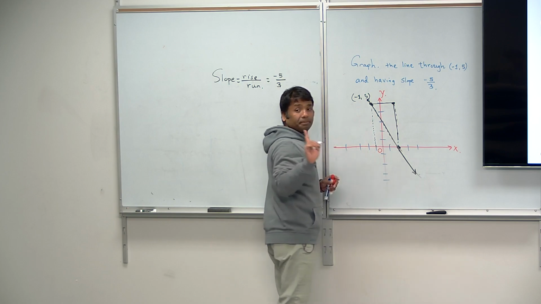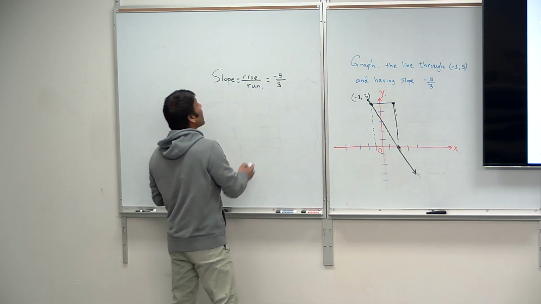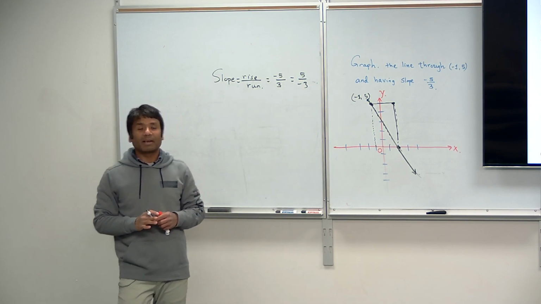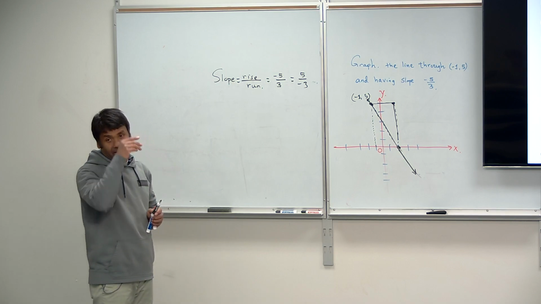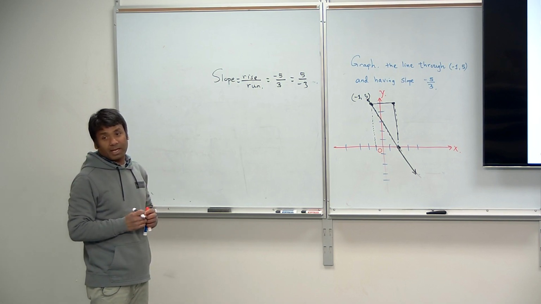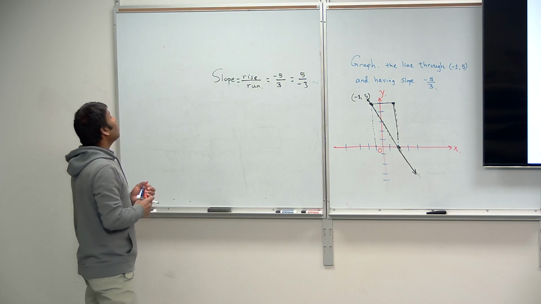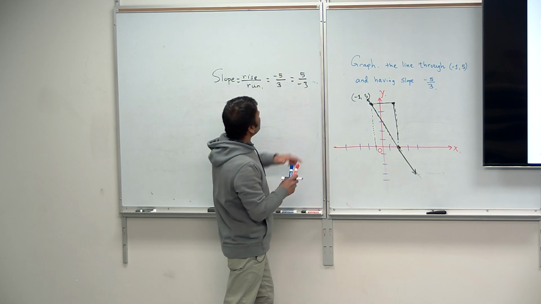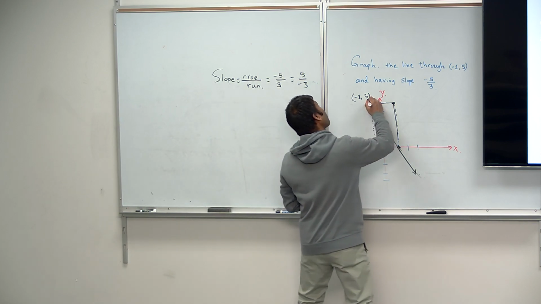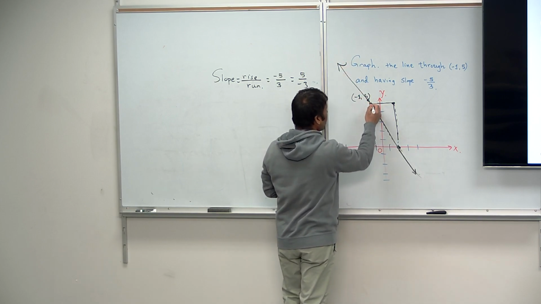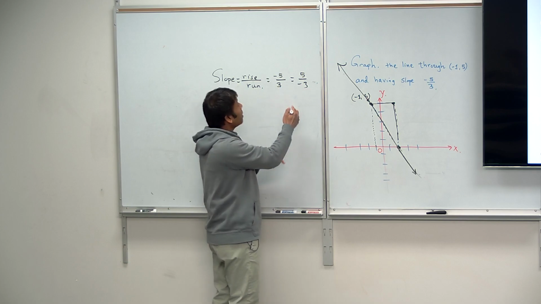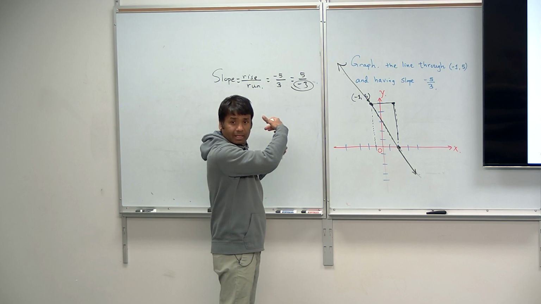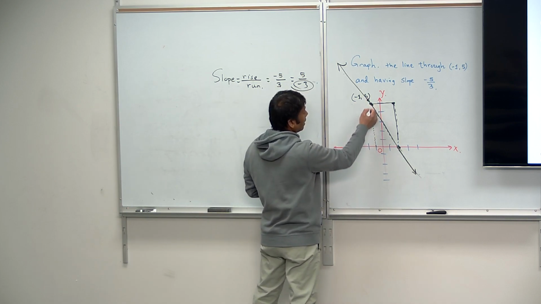So this is one way. Are you with me? Now let's say this is the same as what? 5 over negative 3. It's the same thing, right? Negative 5 over 3 is the same as 5 over negative 3. You can do that. So now from this point, look here. You have negative 3 units. You can go 3 units left because your run is negative 3. Negative run means you go left. That makes sense? So negative 3.